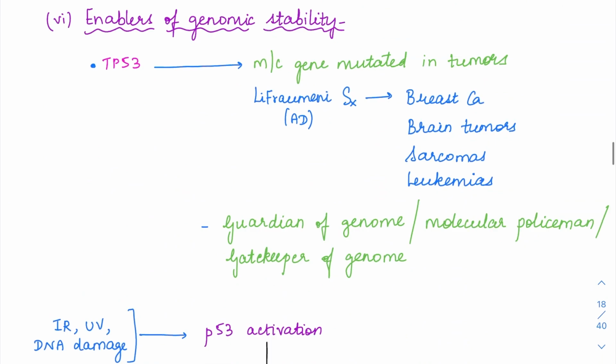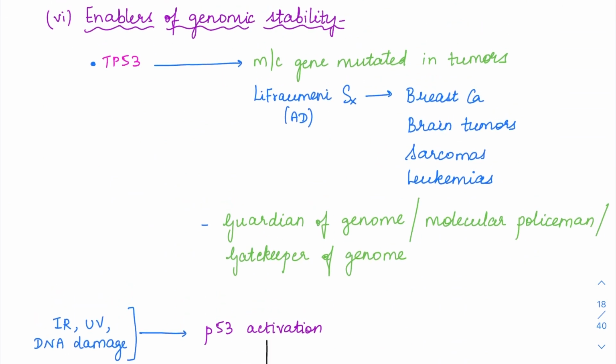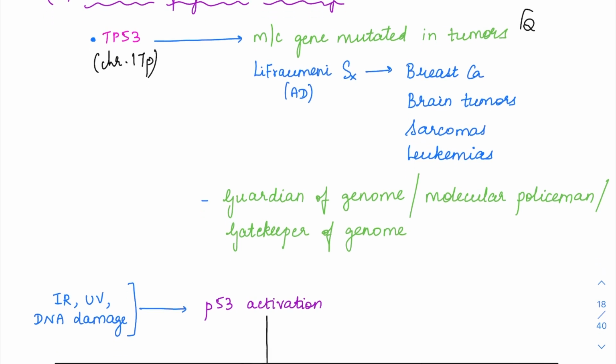Okay. So the next category of tumor suppressors is the enablers of genomic stability. The main thing which is going to protect the genome is the P53 gene. P53 is the protein, TP53 is the gene, which is present on chromosome 17p. And if they ask the most common gene mutated in human cancers, it is going to be TP53, while the most common oncogene mutated in human cancers will be the RAS gene. Okay, so look at the question carefully.